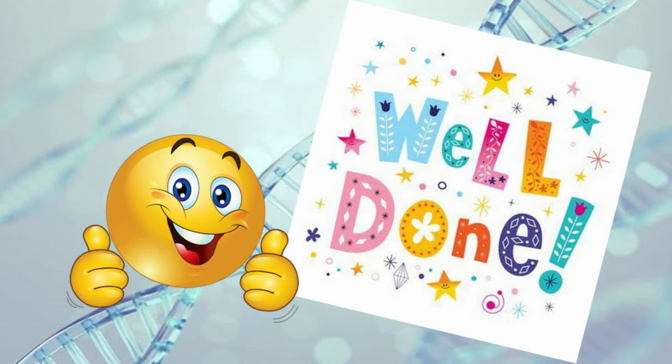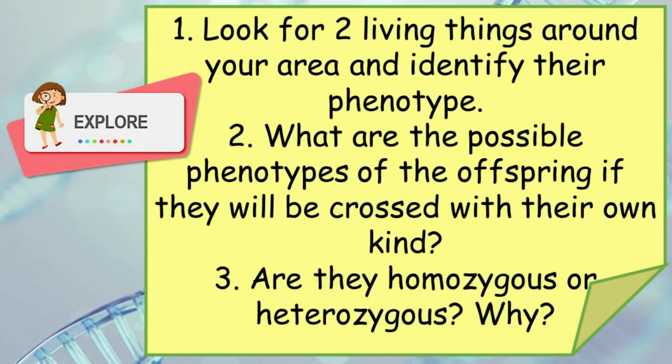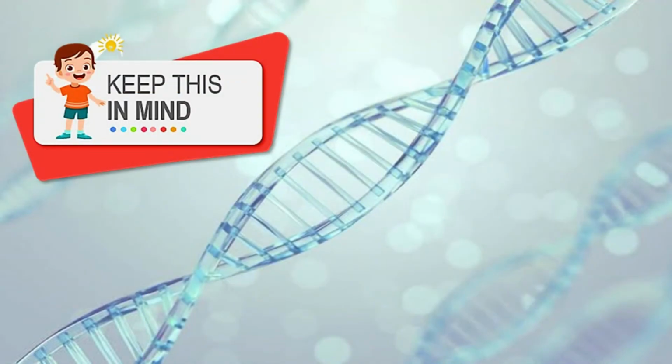Great job! You have finished all the activities. Answer the questions that follow to master the lesson. Number 1. Look for two living things around your area and identify their phenotype. Number 2. What are the possible phenotypes of the offspring if they will be crossed with their own kind? Number 3. Are they homozygous or heterozygous? Why?